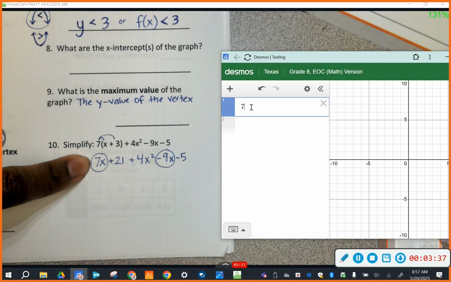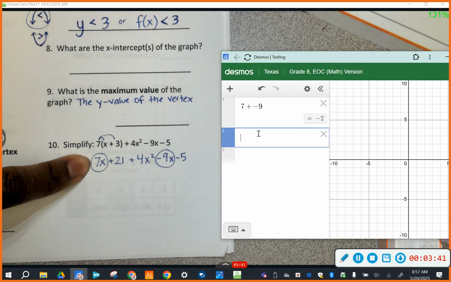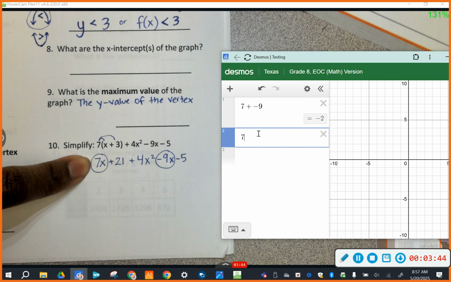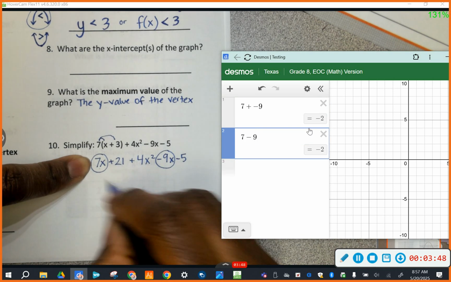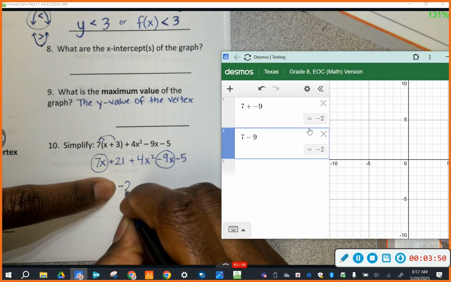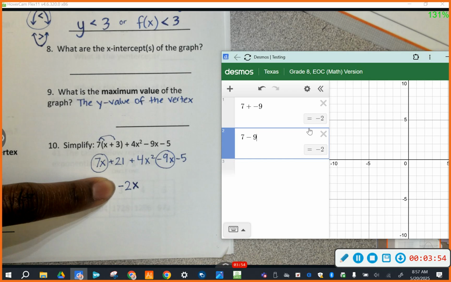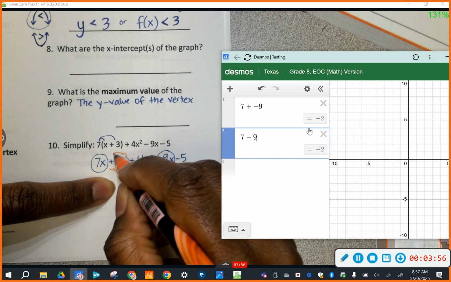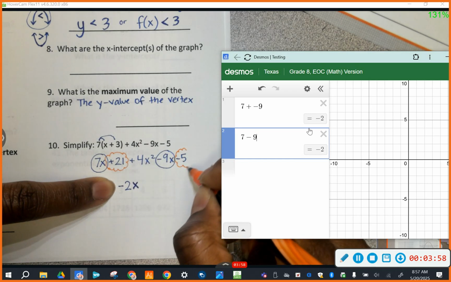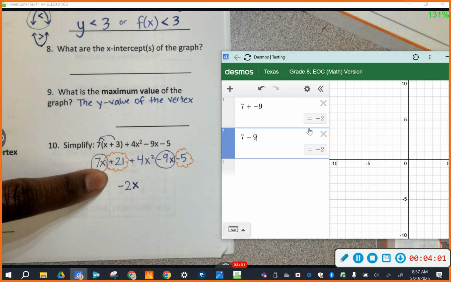7 plus -9, you can put it in like that, or you can just put 7 minus 9. Look, you get the same answer either way you think about it. So these two together will make a -2. Don't forget the x. And then if I'm looking at my 21 and -5, they both don't have x's, so I'm going to combine those.